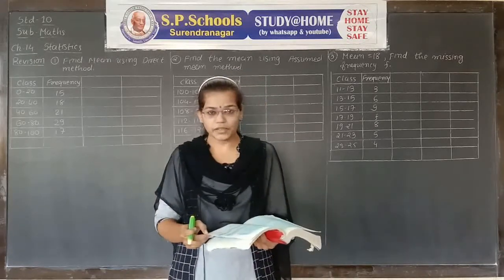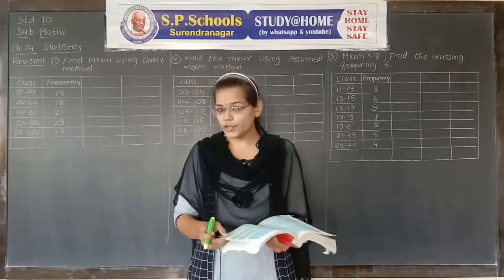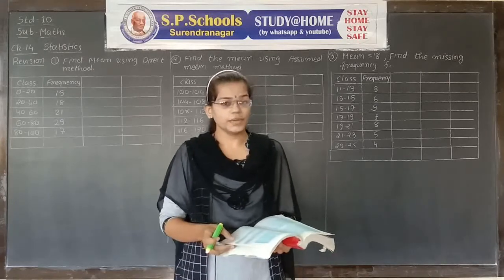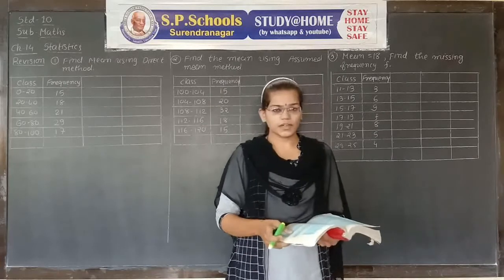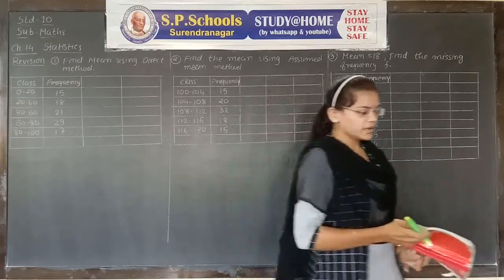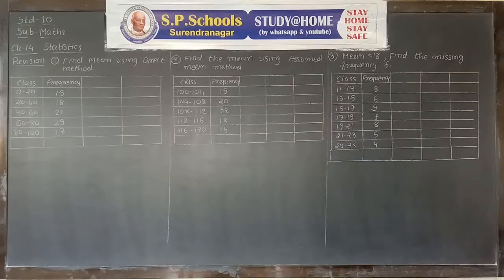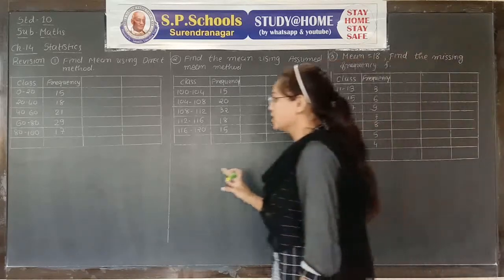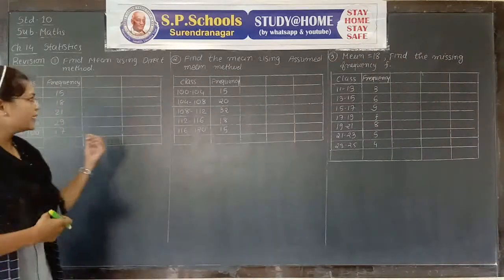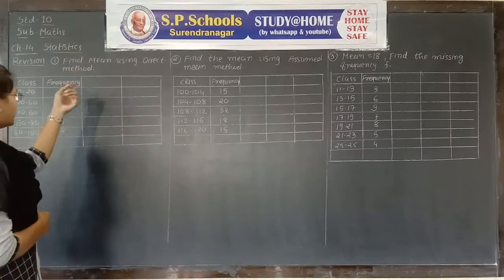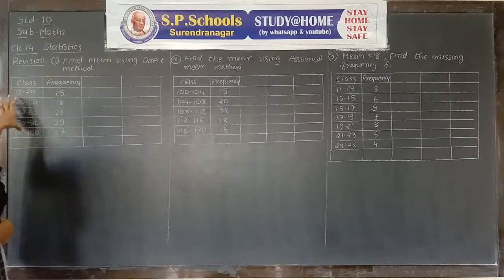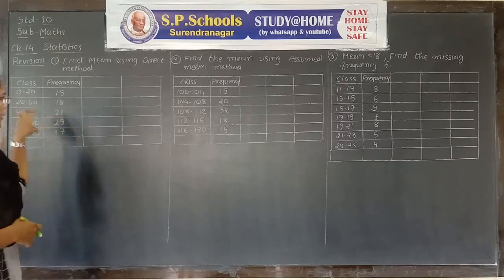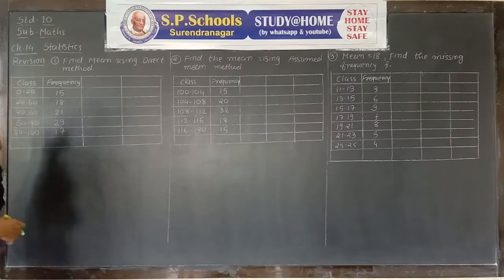First two methods: the direct method and the assumed mean method to find the mean of given data. As we know, the step deviation method is cut out from our syllabus. On the blackboard, there are three different sums. The first is to find the mean using the direct method. As you know, this is how the question is asked in the examination: a horizontal table is given, one row for class and the second for frequency.